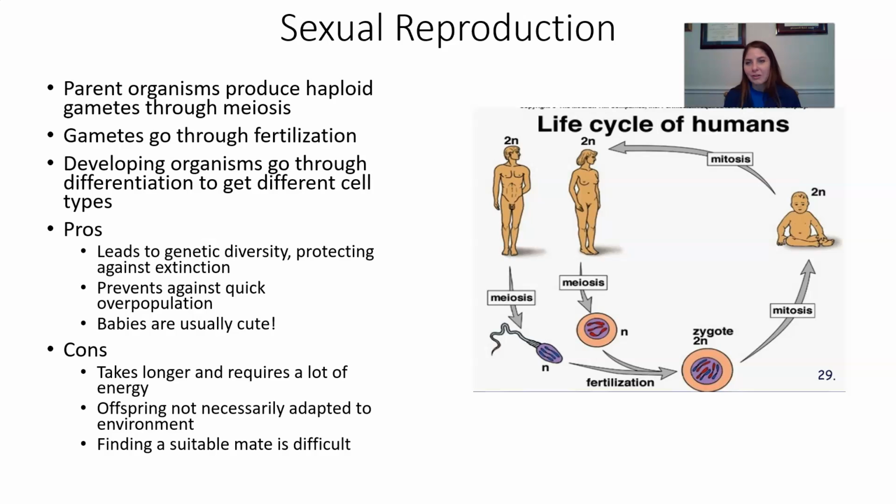So again, just like with asexual reproduction, there's going to be pros and cons. Some of the pros are that this is going to lead to genetic diversity, meaning that if there's some horrible disease that goes through the population or a natural disaster, there will be some of those organisms who are different, and they might be better adapted to the environment and survive and be able to pass on their genes to future generations of offspring. So it does also prevent against quick overpopulation.